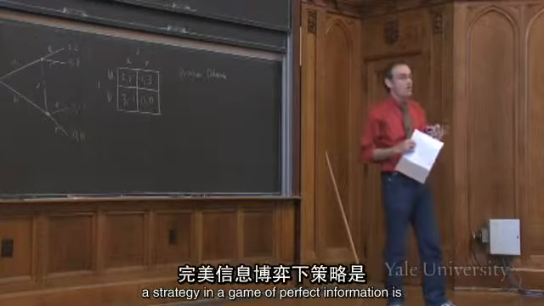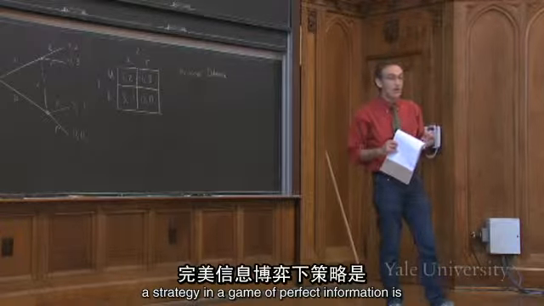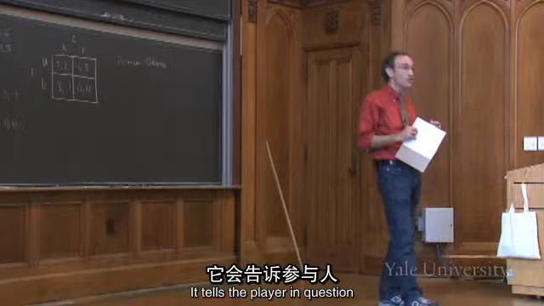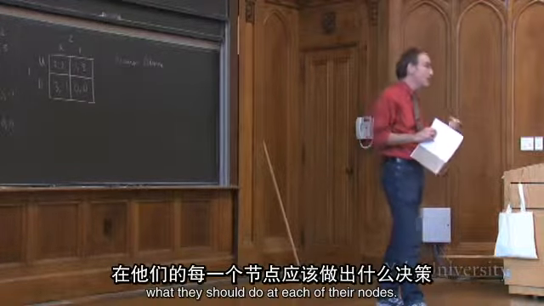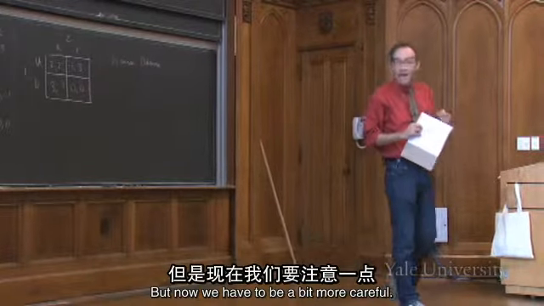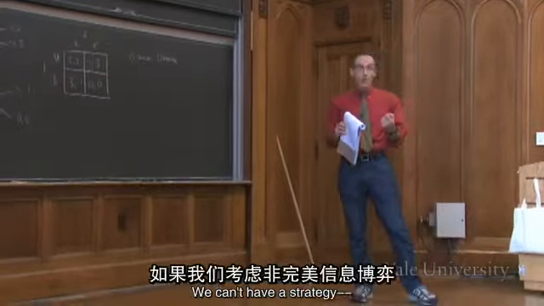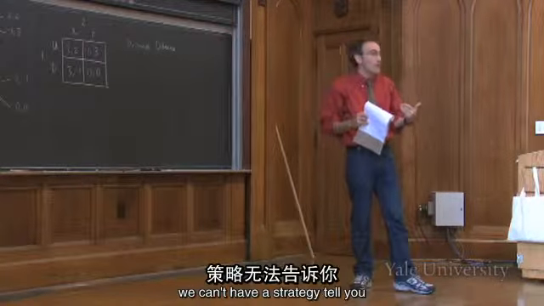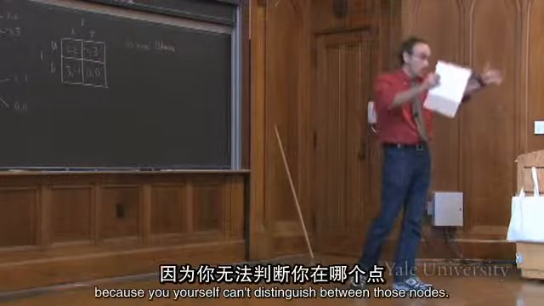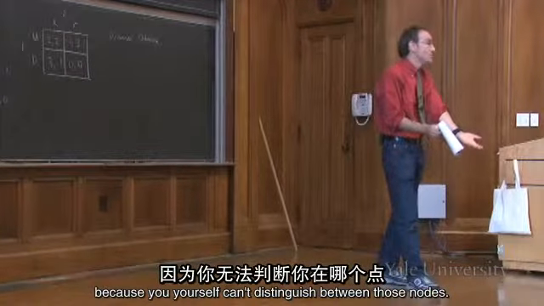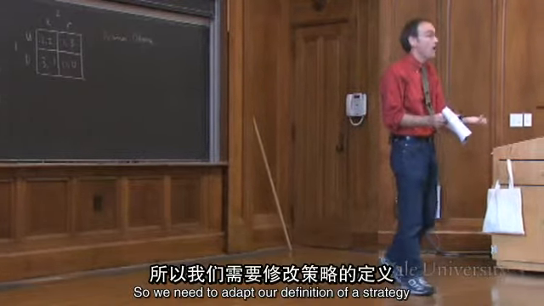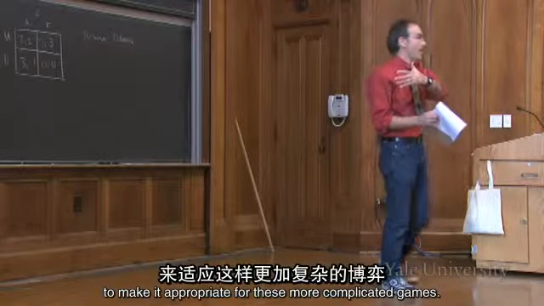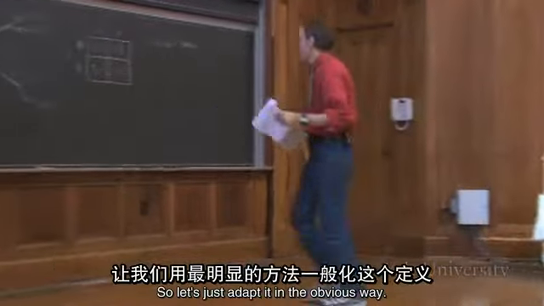And just to remind you, a strategy in a game of perfect information is a complete plan of action. It tells the player in question what they should do at each of their nodes. But now we have to be a bit more careful. Once we move to imperfect information, we can't have a strategy tell you what to do at each of your nodes, because you yourself can't distinguish between those nodes. So we need to adapt our definition of a strategy to make it appropriate for these more complicated games. Let's adapt it in the obvious way.